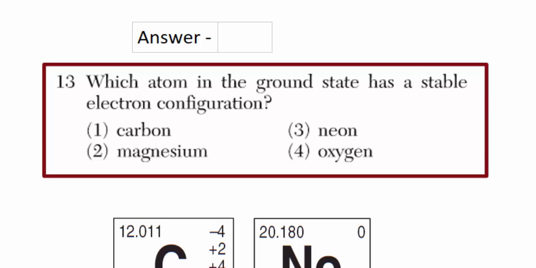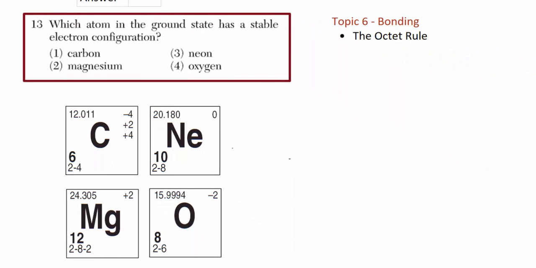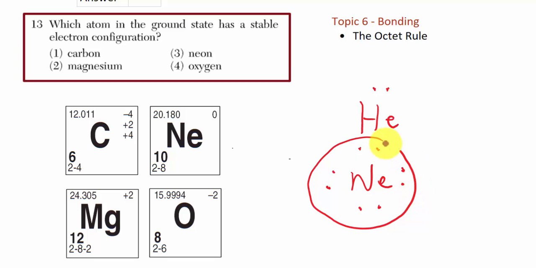Question 13. Which atom in the ground state has a stable electron configuration? What is a stable electron configuration? Well, if you're a very small atom like helium, a stable electron configuration would just be having 2 electrons in the first energy level, because that's all the first energy level can hold. But if you're a larger atom, like for example a neon atom, we're trying to fill the second energy level with 8 electrons. So having a stable octet, that's what makes you stable.